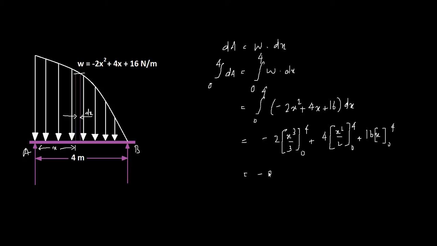And that is minus 2 into 4 cubed divided by 3, plus 4 into 4 squared divided by 2, plus 16 into 4, and I'm just using my calculator here. 4 cubed divided by 3 into minus 2, plus 4 cubed by 2, plus 16 into 4, that is 53.33 Newton. So that's the area under this curve, and that will be the total force of this force system.